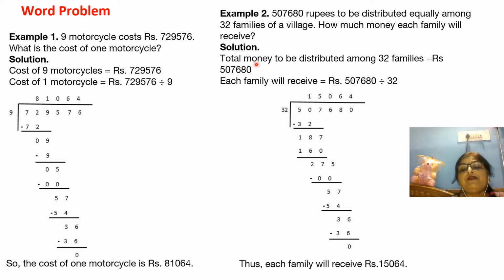So write down here first, the total money for 32 families is 5,07,680, and it will be divided by 32. Then you will get the final answer, and here after division we get the answer 15,064. Steps are given here. You will follow the steps and then solve it.